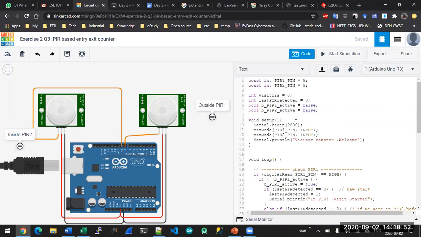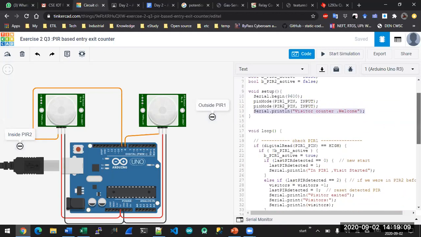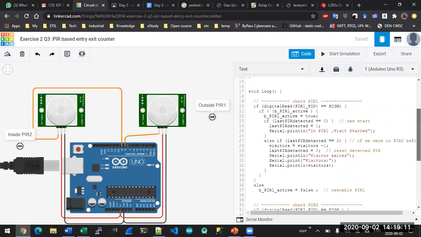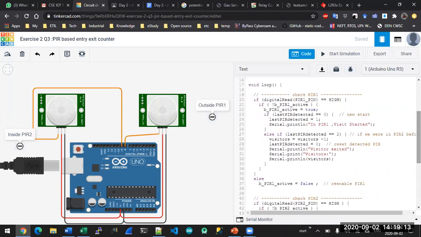Then in the setup function, there is the same statement, Serial.begin(9600), and because they are inputs to our Arduino, we have made both the sensors inputs. And this is just a welcome statement written here: Visitor Counter Welcome. And this is now the actual code which will be detecting the state of both the sensors and whether the person is going from inside to outside or outside to inside.